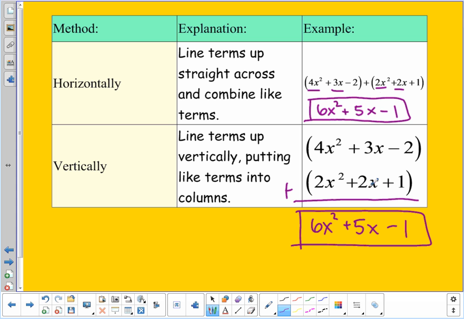Okay, so I get the same answer. It doesn't matter which way you do it. Some people like horizontally, some people like to line them up vertically. All right, so let's do a few examples on the back.